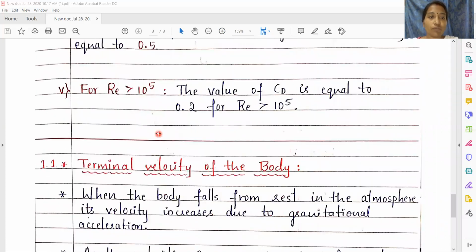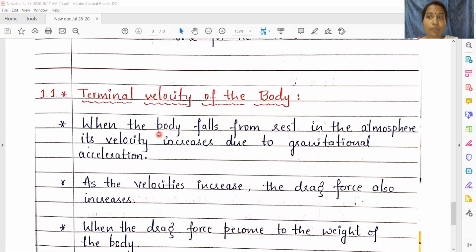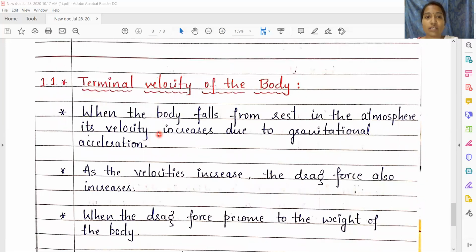Okay, so then again we have one more concept. The sub concept here is, what do you mean by terminal velocity of the body? They may ask you for a short note on terminal velocity of the body. So what happens when the body is in a rest position? When it falls down into the atmosphere, its velocity increases. How does this velocity increase? Due to the effect of gravitational acceleration.